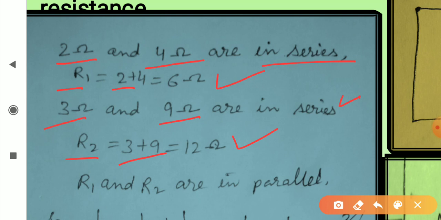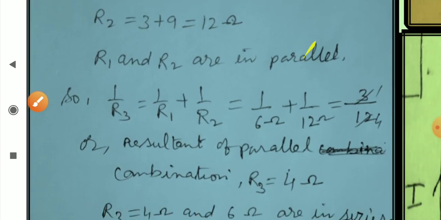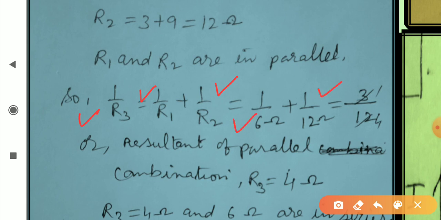Okay. Now this R1 and this R2, the upper line and lower line of the parallel, are in parallel. And if they are in parallel, then I need their resultant. So let us take it as R3. So 1/R3 is 1/R1 + 1/R2, that is 1/6 ohm + 1/12 ohm. And it is going to be 3/12 or 1/4. So the resultant of the parallel combination R3 is 4 ohm.